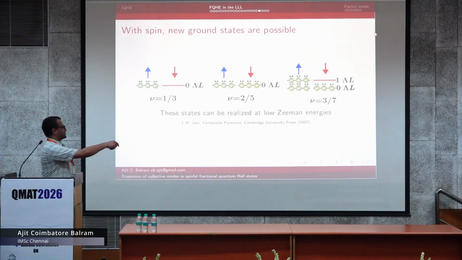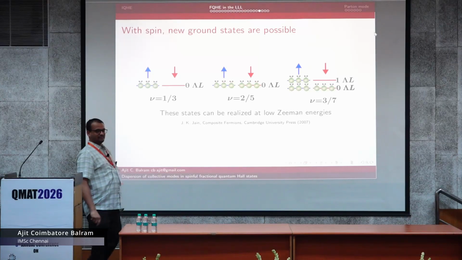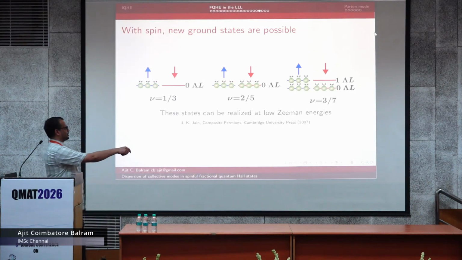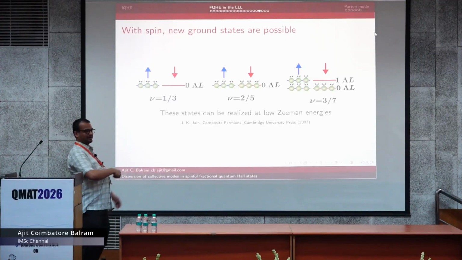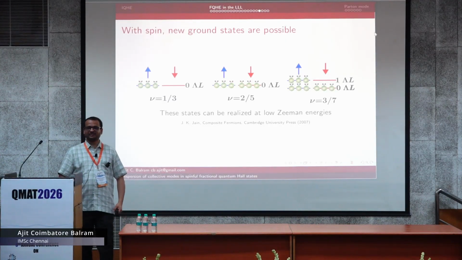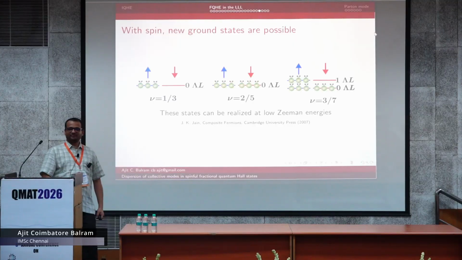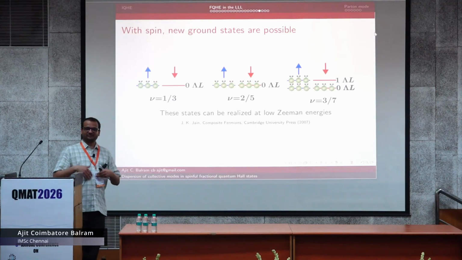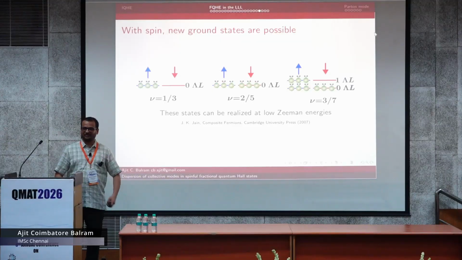So this is a so-called spin singlet state at filling factor 2/5. For example, if you go to 3/7, there are some possibilities that arise. You can now occupy 2 of the up Landau levels and 1 of the down. And if you go to 4/9 and so on, there are 3 states that are possible. You occupy 4 of up, or you occupy 3 of up and 1 of down, or you occupy 2 of up and 2 of down. So with spin, there are many new ground states that are possible.